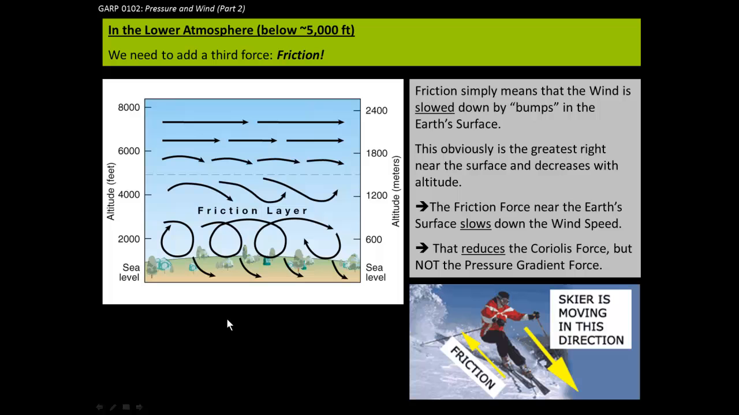Right? That friction diminishes the higher you go, and once you reach about 5,000 feet, there really is no friction anymore from the Earth's surface. So what that means is that near the Earth's surface, wind speeds are lower, wind is slowed down by friction, and that now reduces the Coriolis force. But it does not impact the pressure gradient force. I think that makes sense when you think about it. Friction has only an impact on the wind speed. Therefore, it only impacts the Coriolis force. The pressure gradients are not impacted by friction.